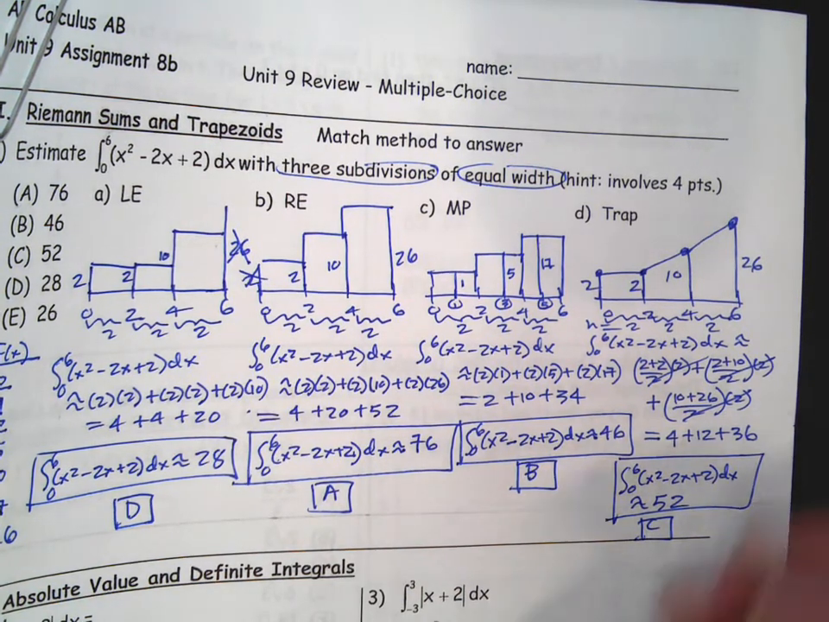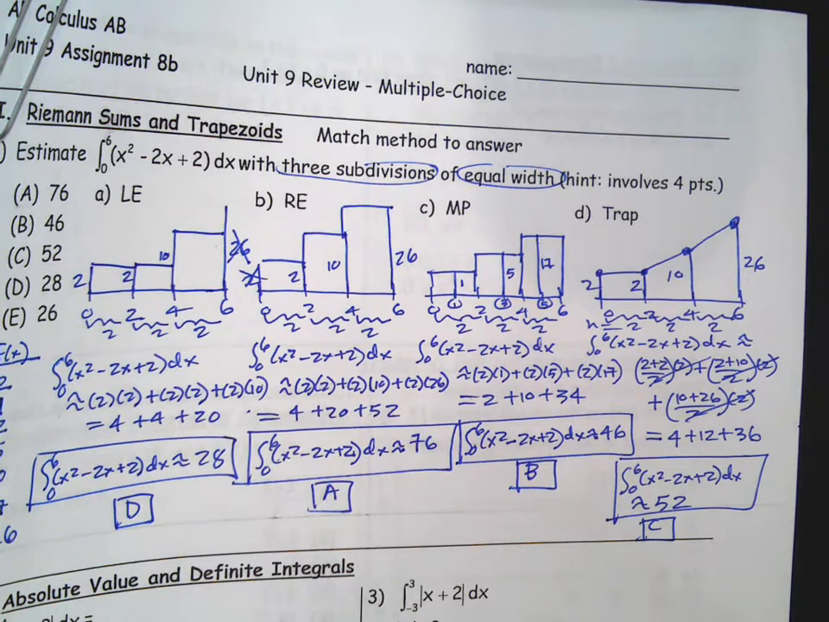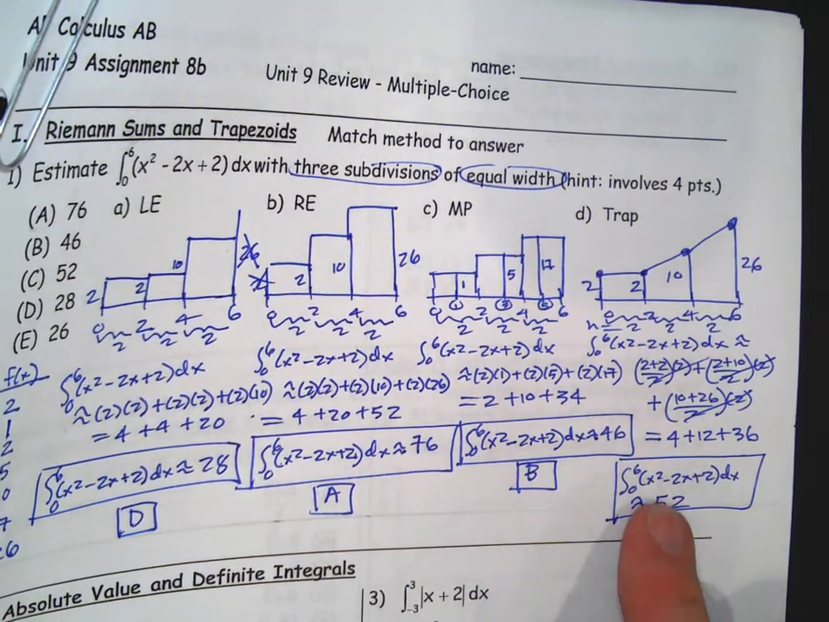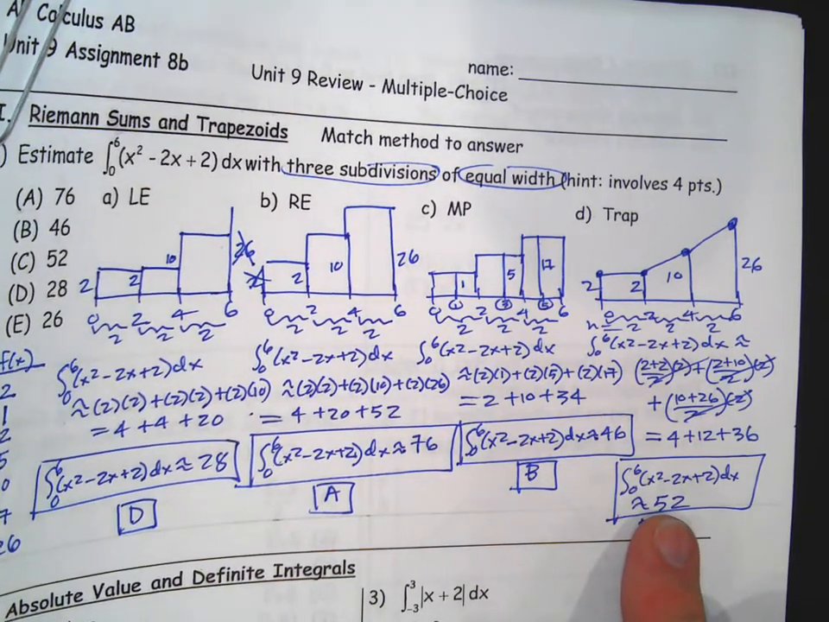These are all different approximations for the same function at the same slices. So you can see they kind of vary quite a bit. The midpoints and the trapezoids are probably closer to the right answer with a limited amount of slices like here.